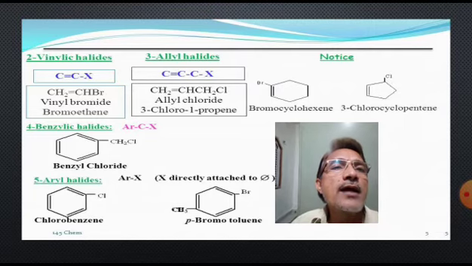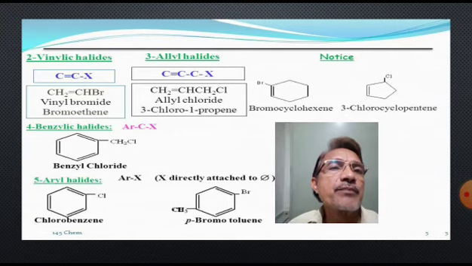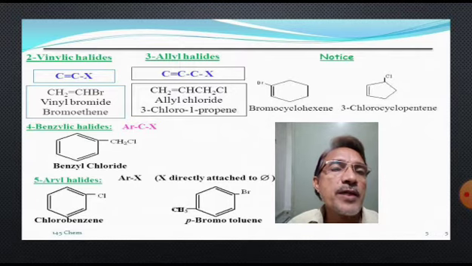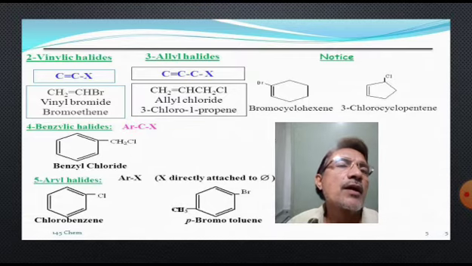In allylic halides, the halogen atom is bonded to an allylic carbon. Example, allyl chloride. The IUPAC name of allyl chloride is 3-chloro-1-propene, or 3-chloroprop-1-ene. Examples for others.